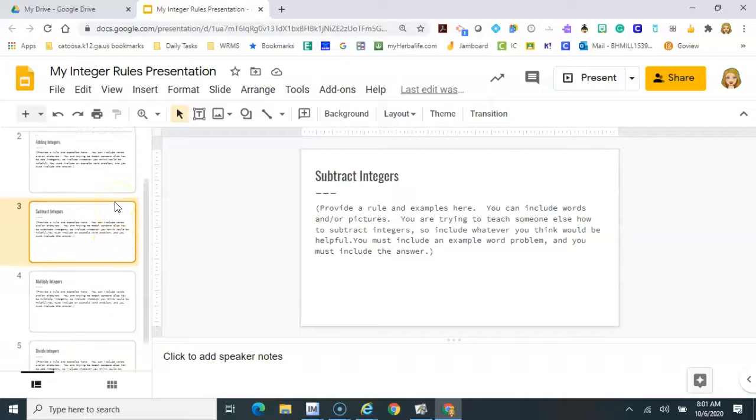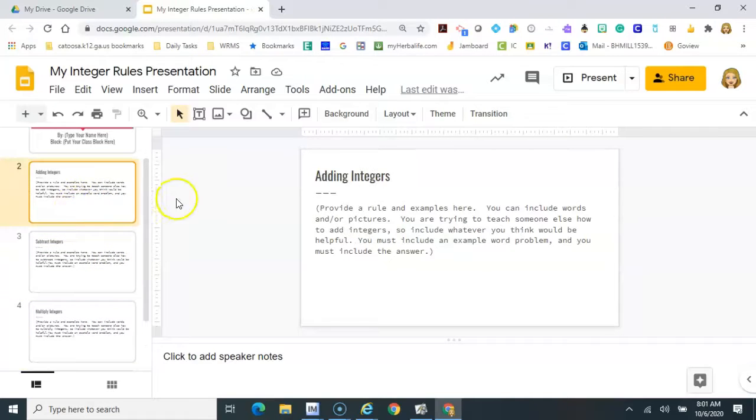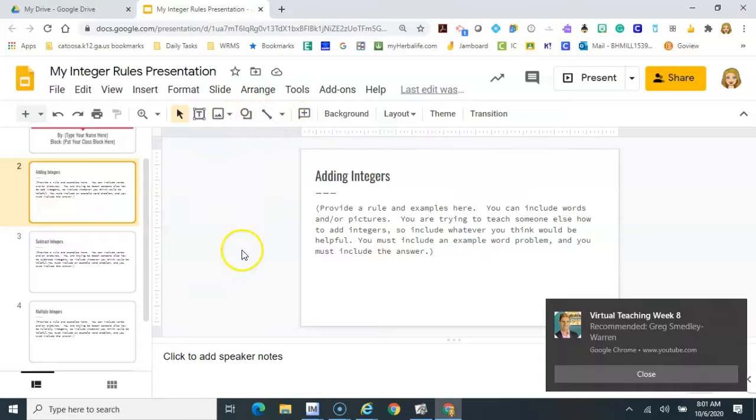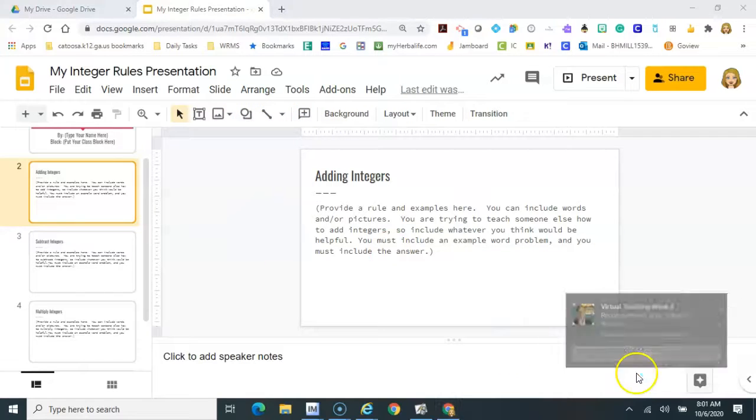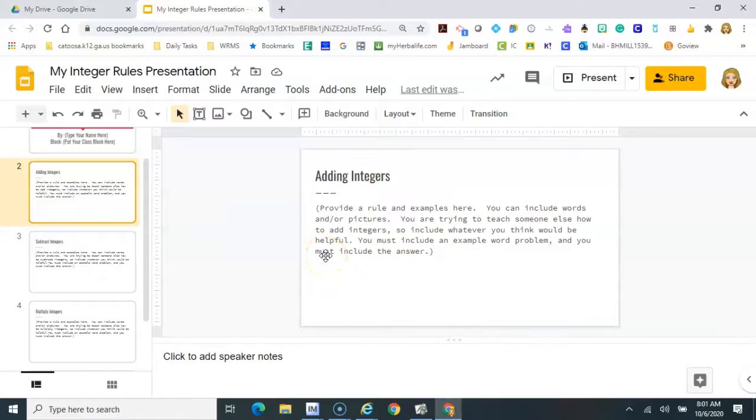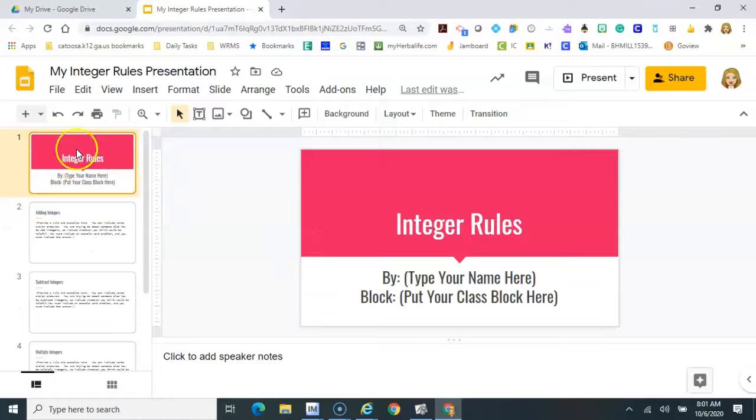You have to have the rules, some kind of picture or diagram. You can use shapes, arrows, something that you could use to teach the rules of adding, subtracting, multiplying, and dividing integers. This is a creative activity. You do your best. You can change the font. You can change the colors. You can change the type of presentation. But you should spend at least 30 minutes working on this. This is your Wednesday activity. Questions about that?